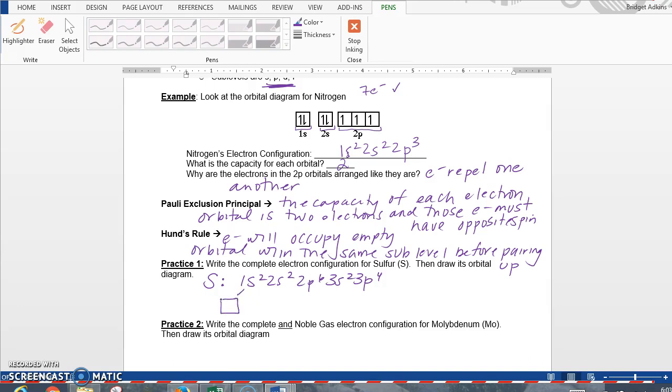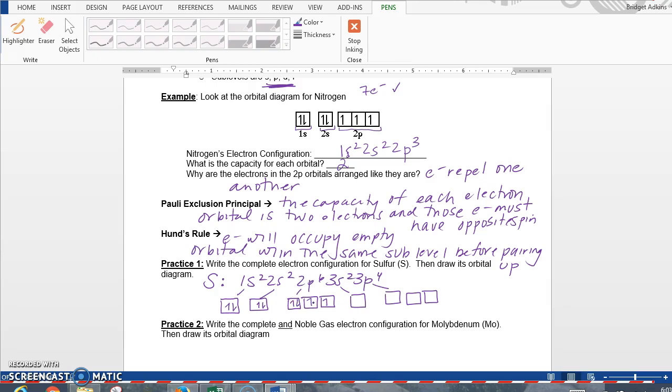So 1s, anytime you have an s, is going to have 1 orbital. A 2s is going to have 1 orbital. A 2p is going to have 3 boxes to hold those 6 electrons. The 3s is going to have 1 orbital to hold 2 electrons. And then a 3p is going to have 3 orbitals. This one's not going to be full. It's only going to have the 4 electrons in it. So you don't even really have to think a whole lot about it. You're going to fill all these up.